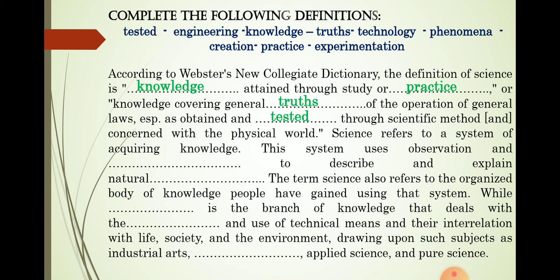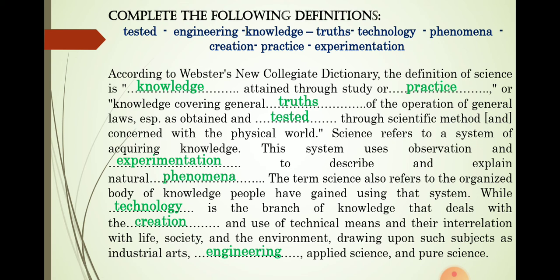The system uses observation and experimentation to describe and explain natural phenomena. The term science also refers to the organized body of knowledge people have gained using that system, while technology is the branch of knowledge that deals with the creation and use of technical means and their interrelation with life, society, and the environment, drawing upon such subjects as industrial arts, engineering, applied science, and pure science.